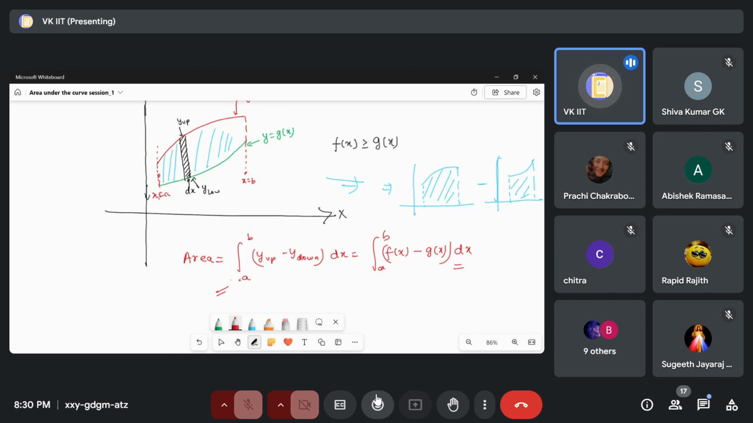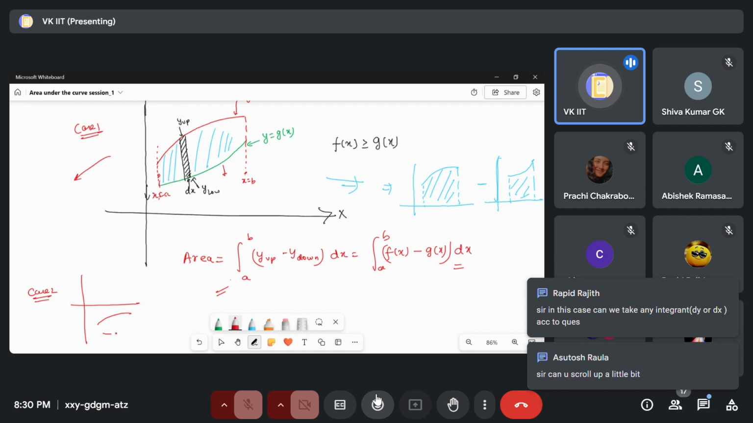And the same thing we will be able to do if both the curves, let's say this is case one. Case two will be like this, when both the curves will be below the x-axis. Now I'm assuming that you can easily do that also. Both the curves will be below the x-axis.